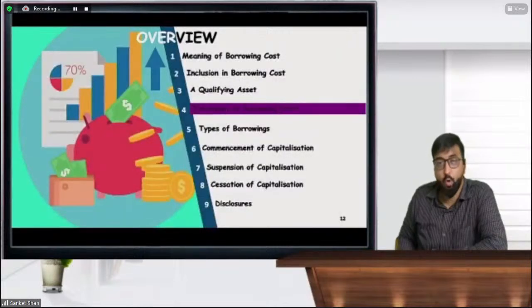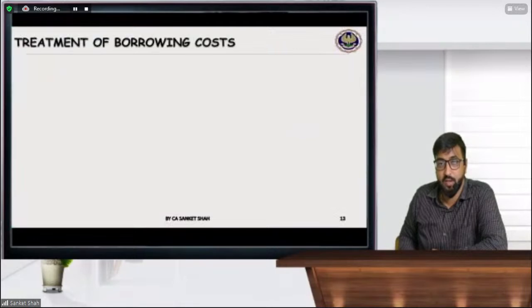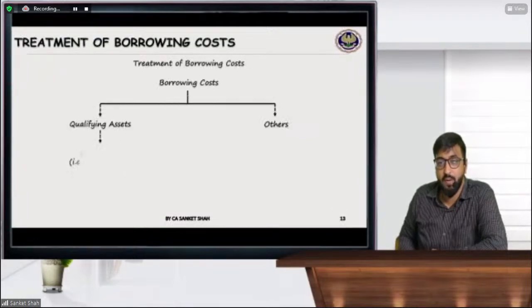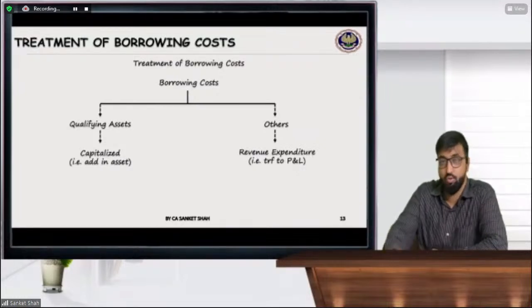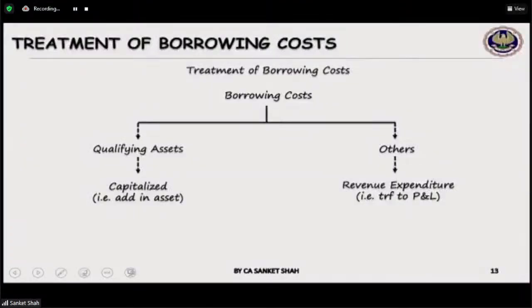Now, treatment of borrowing cost. I already explained to you the treatment of borrowing cost. Borrowing cost on qualifying assets will be capitalized, that is, added in the asset account. Otherwise, it is a revenue expenditure that is transferred to profit and loss account. So the treatment is very easy, sir. Nothing is difficult in the treatment. So you can take a screenshot of the treatment. Chalo. So take a screenshot. Fast.